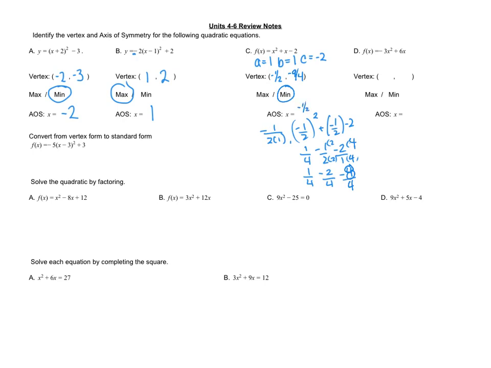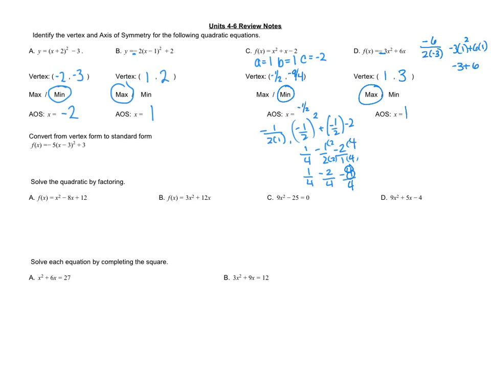My vertex here is -6 over 2 times -3, so that's +1. -3 times 1 squared plus 6 times 1 is going to be -3 plus 6. That's 3. Your vertex is going to be a maximum because of this negative. Axis of symmetry is 1.